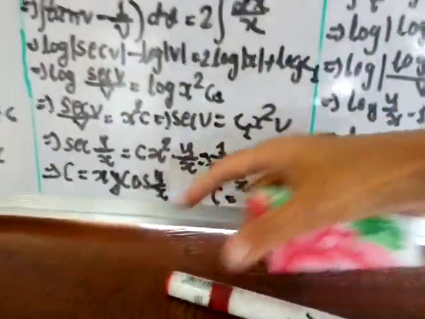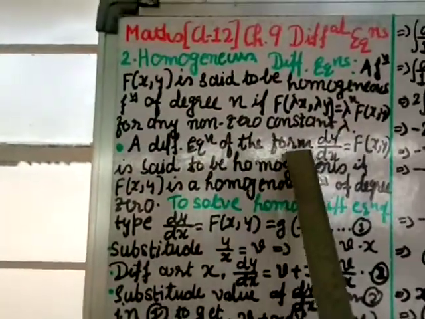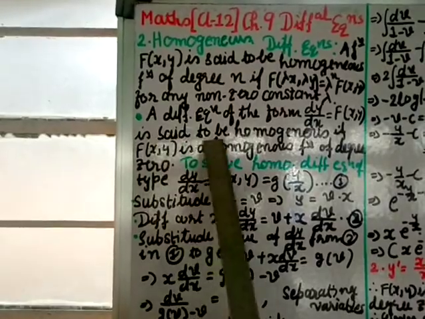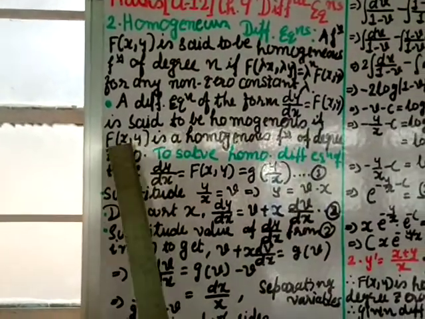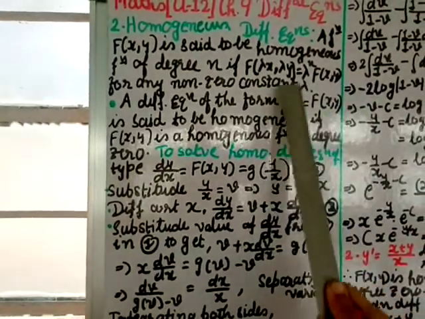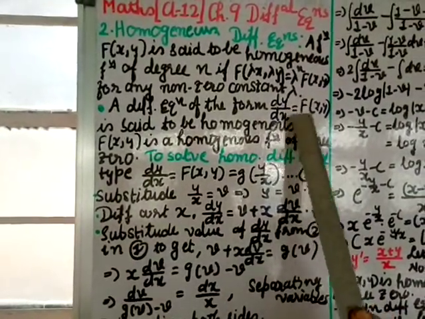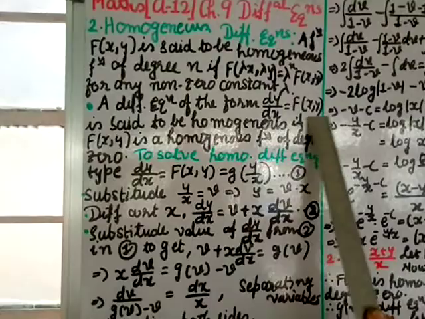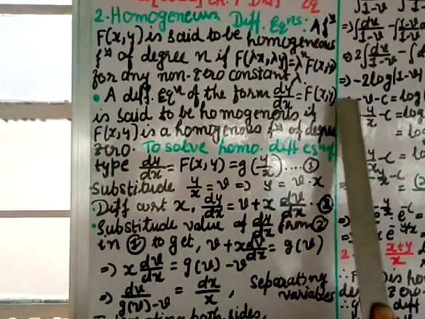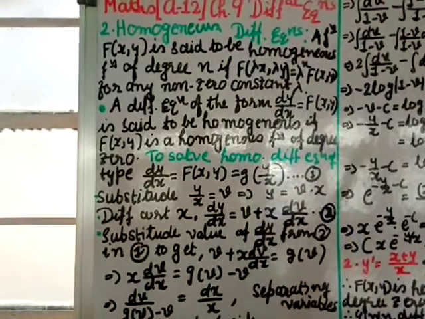Now let us define what we mean by homogeneous differential equation. A differential equation of the form dy by dx equal to f of x, y is said to be homogeneous if f of x, y is a homogeneous function of degree 0. So if you have a differential equation dy by dx equal to f of x, y, where this is a homogeneous function of degree 0, then this equation is called a homogeneous differential equation.